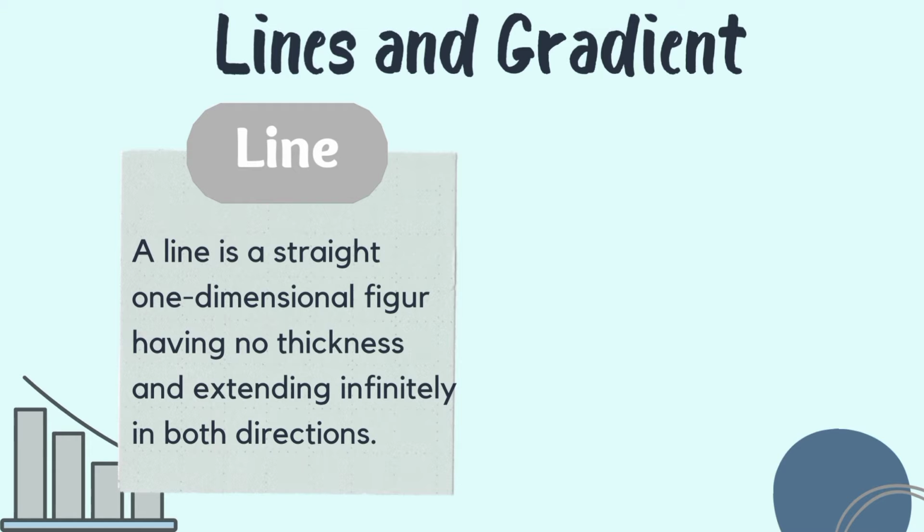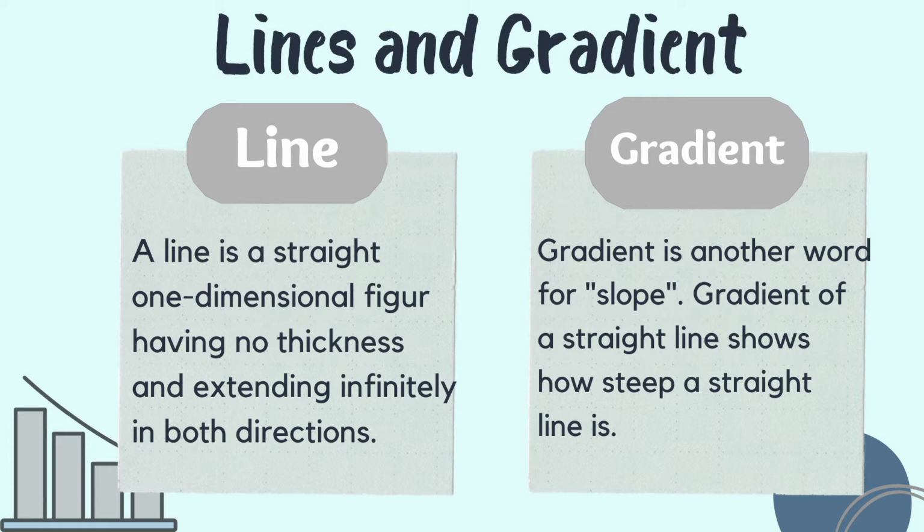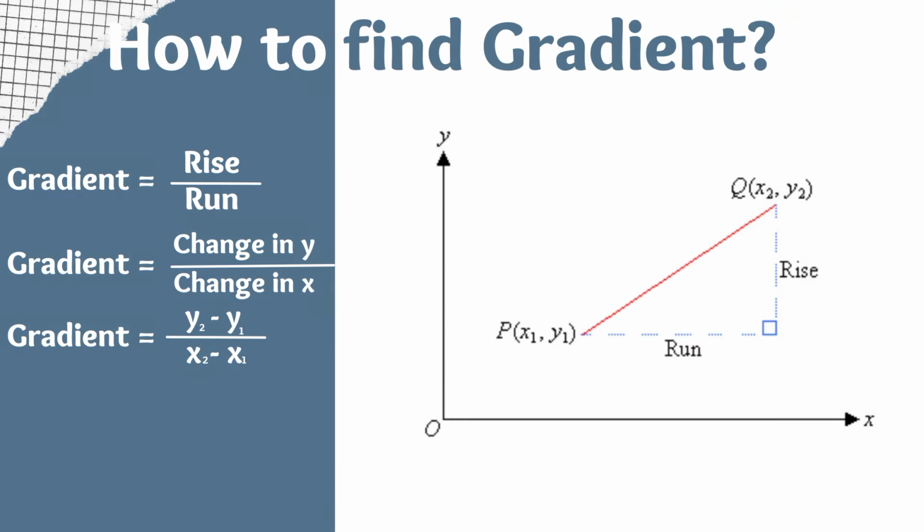And what about a gradient? A gradient is another word for slope. The gradient of a straight line shows how steep a straight line is. As I mentioned in the beginning, a gradient is used to measure how steep something is. There are several ways to calculate a gradient.